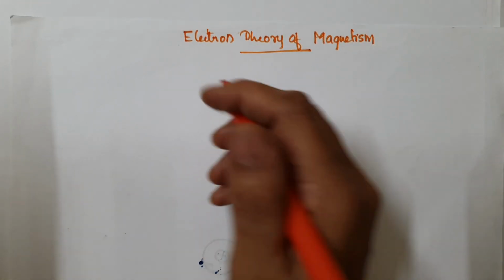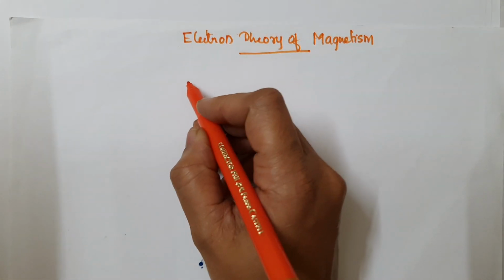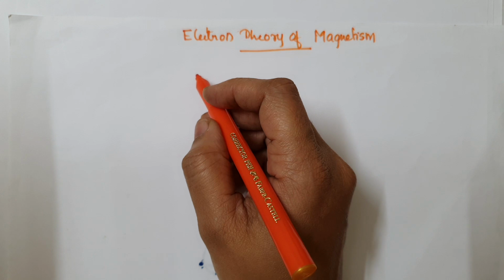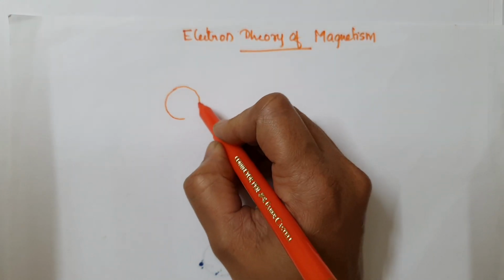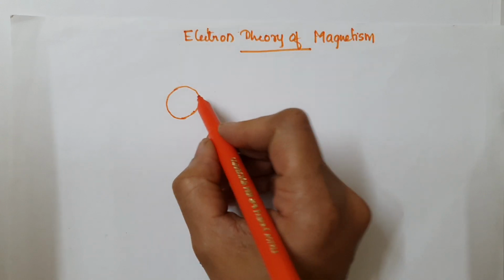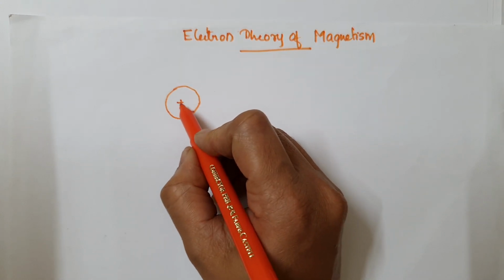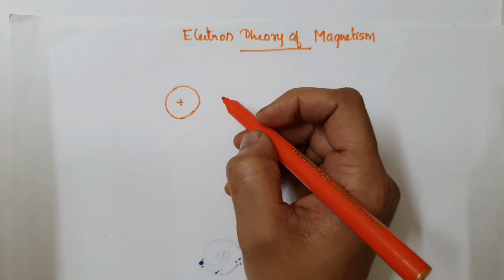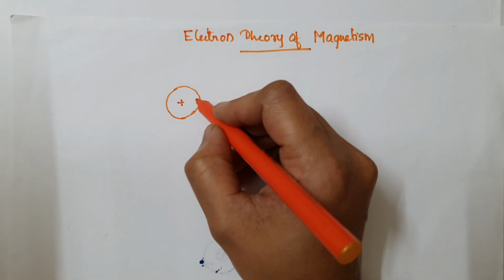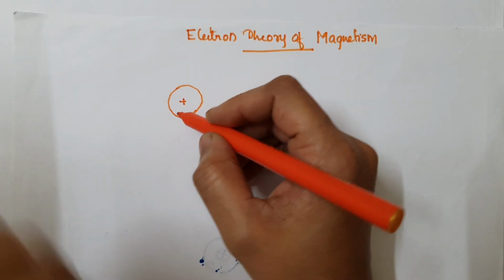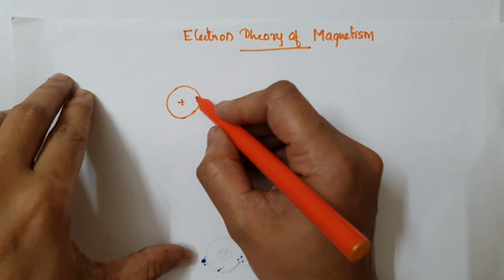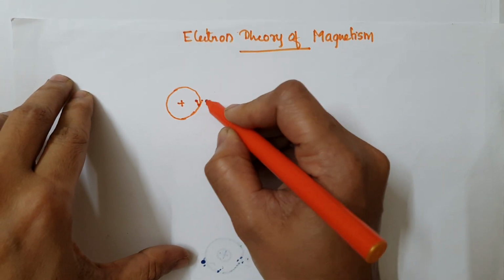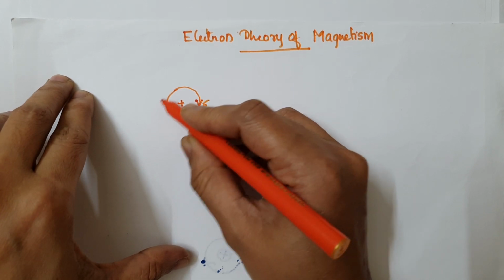So consider the case of an electron which is moving around the nucleus. Suppose this is the structure of an atom, with a central positively charged region called the nucleus, and the electron revolving around the nucleus. Here we are representing the motion of the electron in the clockwise direction. This is the motion of the electron in the path.